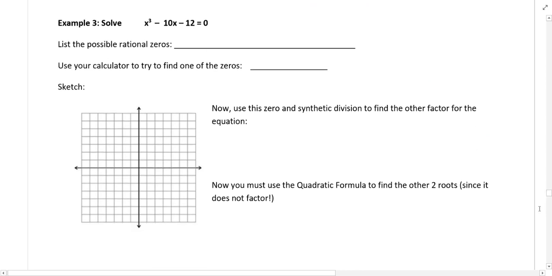Okay, so example 3, where we have x cubed minus 10x minus 12. We've got possible rational zeros. Since my leading coefficient is 1, I just have all of the factors of 12, which are going to be plus or minus 1, plus or minus 2, 3 goes into 12, as well as 4, and 6, and 12. So these are all of our possible rational zeros.